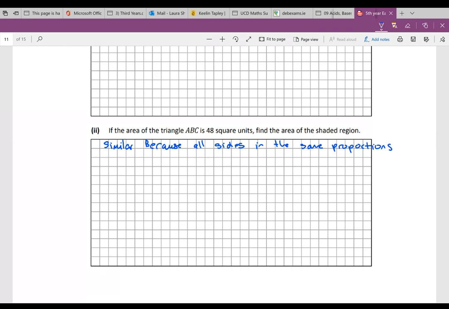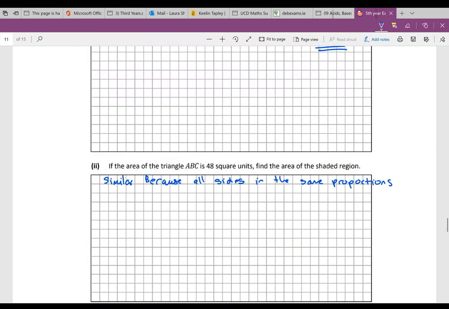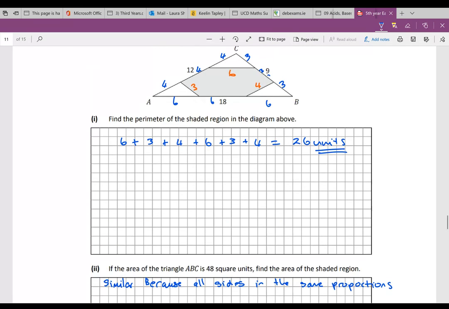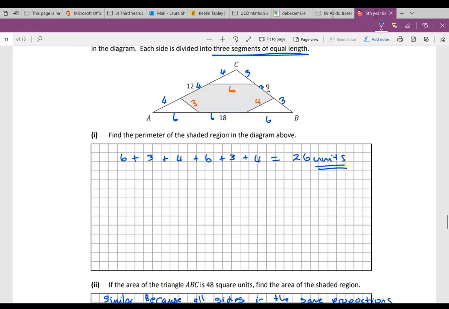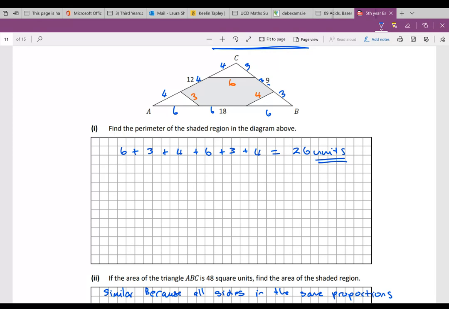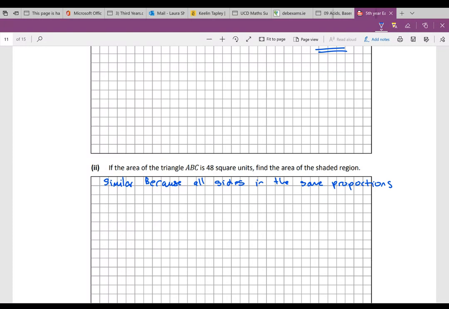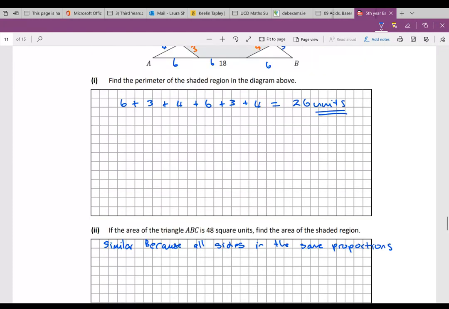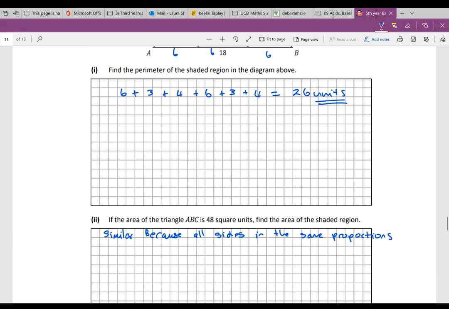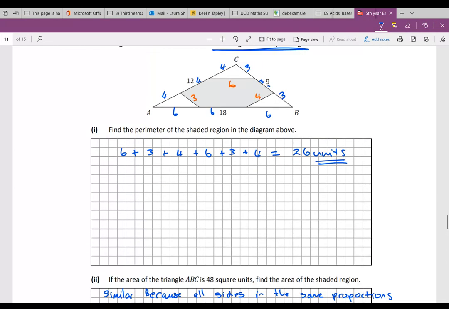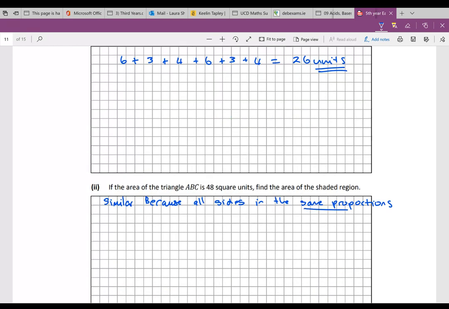The area of the triangle ABC is 48 square units. Find the area of the shaded region. So again, I'm looking for this region in here, which isn't a regular shape. So I'm not going to solve that using the actual shape. I'm going to look at the triangles around it, which are regular shapes, and I do know how to solve. They are similar because all of the sides have the same proportion. For example, 4 divided by 12. So for side A, 4 to 12 is in the ratio 1:3. 6 to 18 is in the ratio 1:3, and 3 to 9 is in the ratio 1:3. So their sides are all in the same proportions.